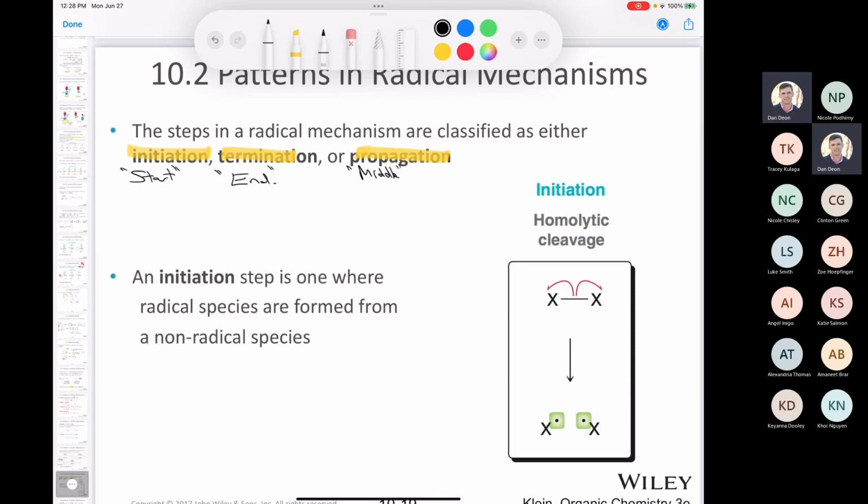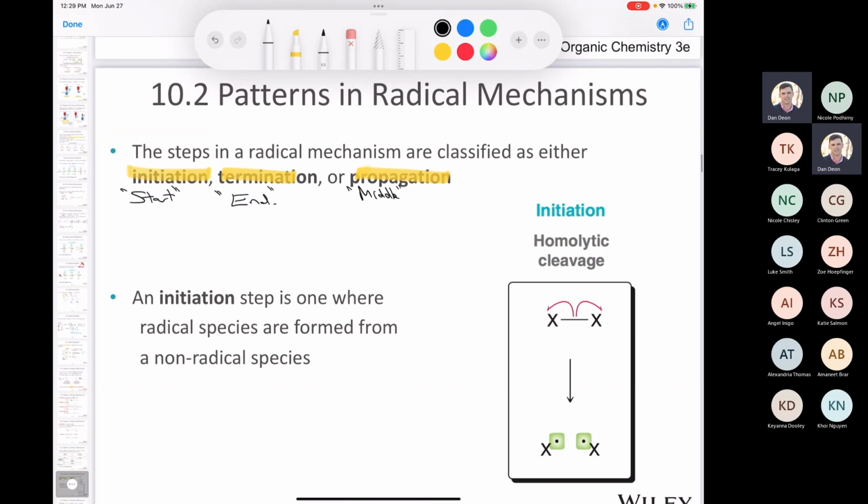So what it means by initiation really is starting off. Well, what's starting off? It means you're starting with something that isn't a radical, and then you're making a radical. So that's initiation. You start with something that is not a radical at all, and you just make a radical out of it. So initiation is homolytic cleavage. You start with a non-radical, you break it apart, you make a pair of radicals, so initiation, homolytic cleavage.